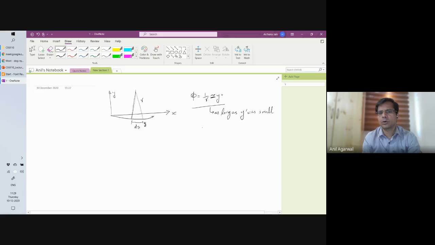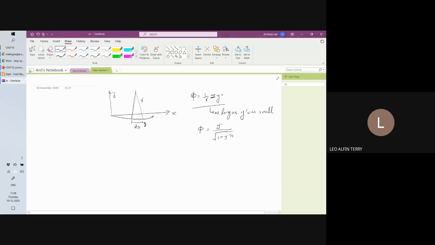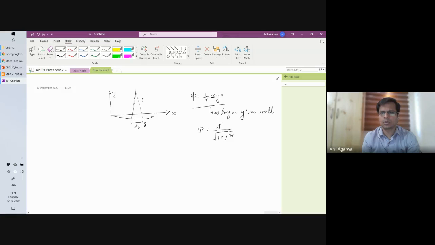If y prime was not small, then phi was a function of y double prime divided by square root of 1 plus y prime something. I think 3 by 2 or something. Anybody remembers what is that expression? You don't remember? Probably this one. Don't quote me on this one. I don't remember exactly, but it was something like this. So as soon as you get there, then the problem becomes nonlinear. So that is also one type of geometric nonlinearity, which arises when you have large deformations.